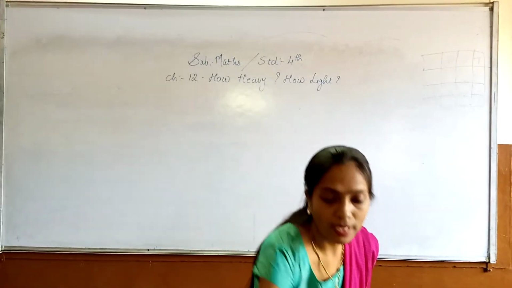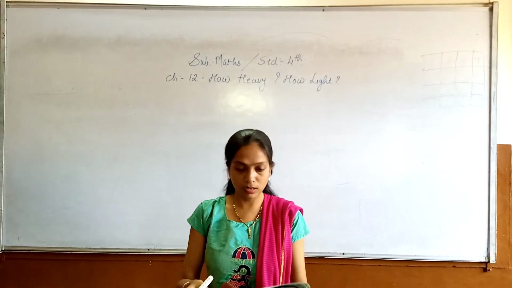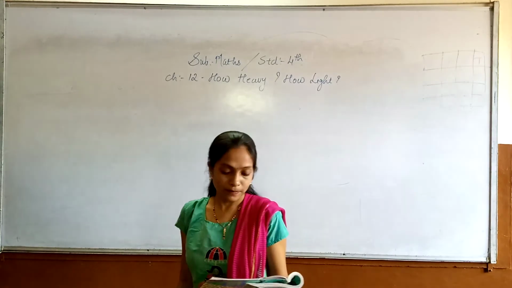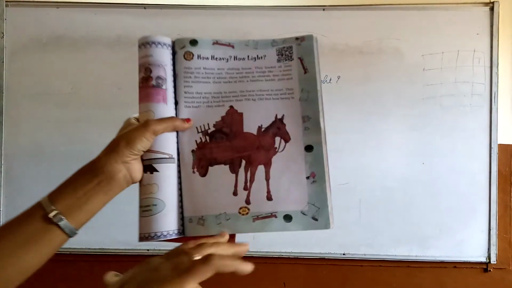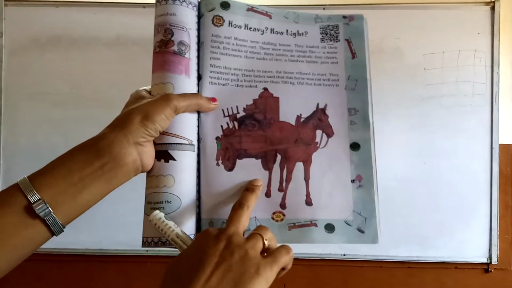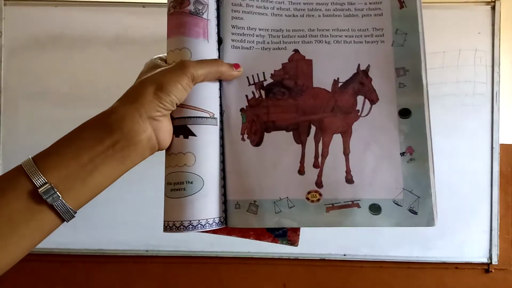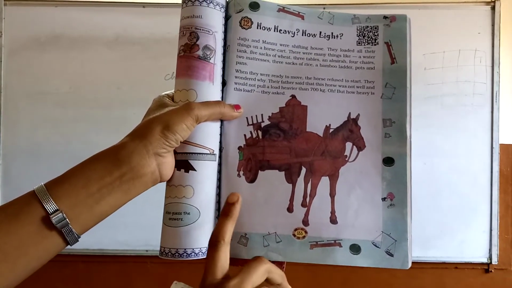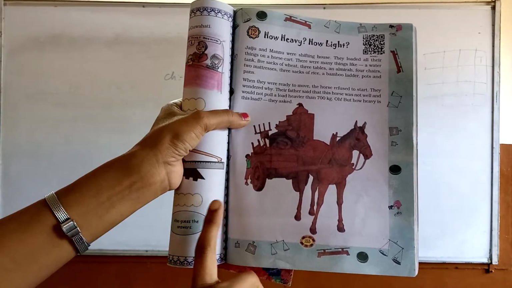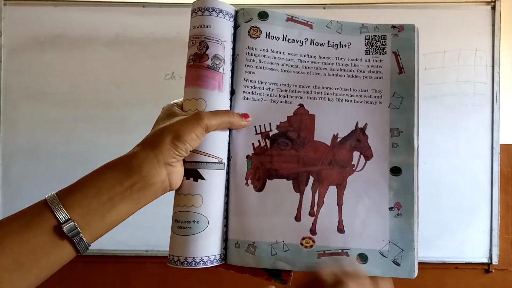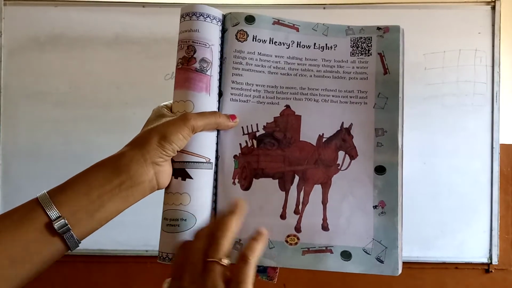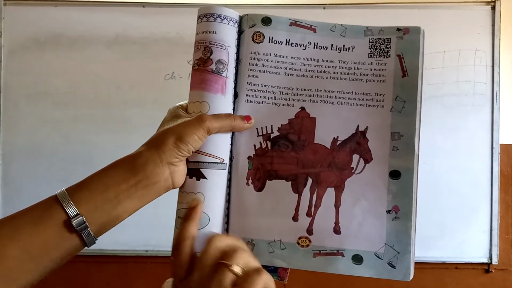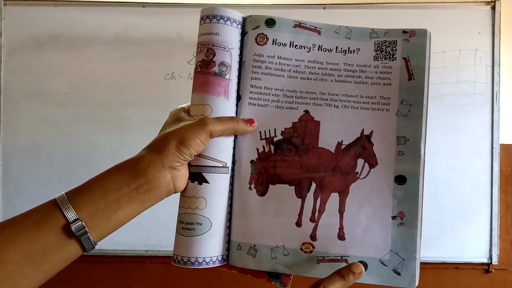See, in your textbook page number 133, this lesson is given, chapter number 12. Look in your textbook, here one picture is given, a horse cart. Two friends, Jaiju and Manu, were shifting their house. So they load their household things and are shifting from one home to another.